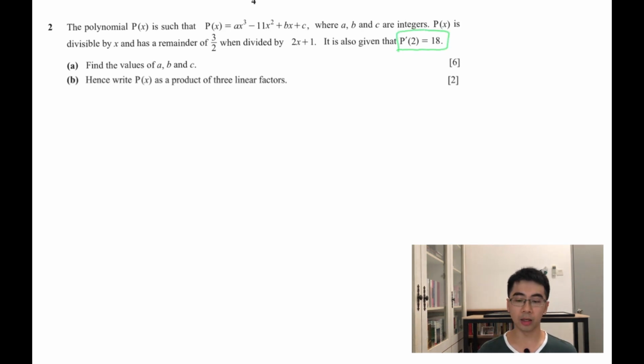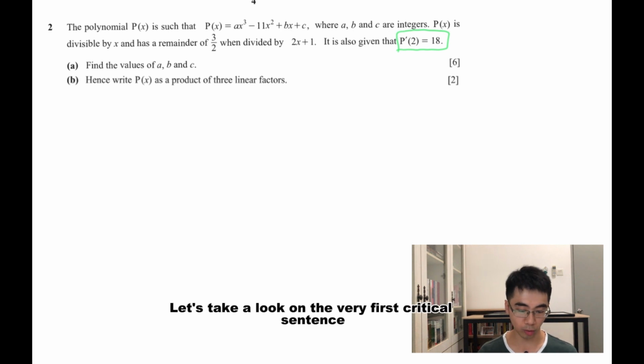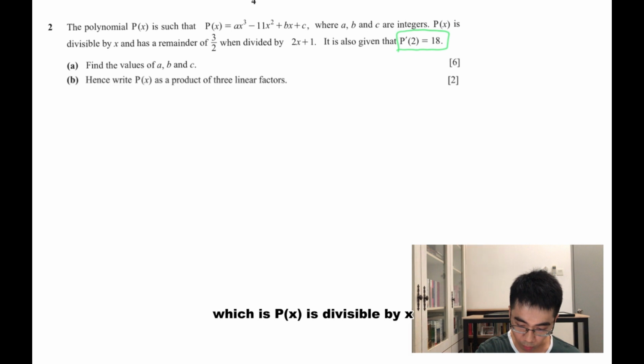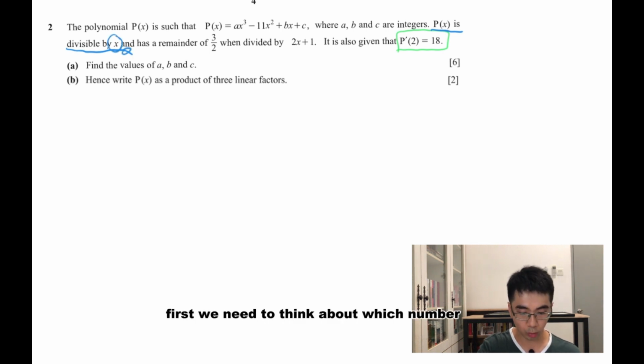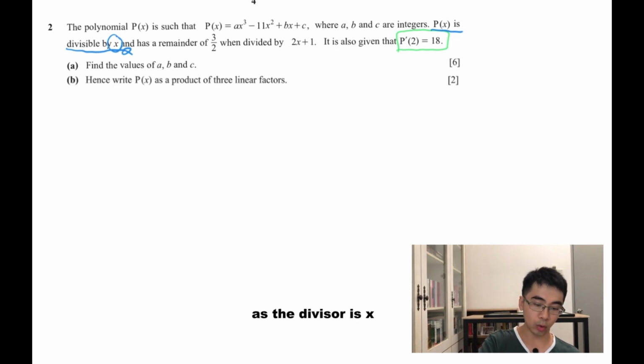But first things first, let's take a look at the very first critical sentence, which is P of x is divisible by x. So here the divisor is just x. First we need to think about which value we need to substitute for the x. Here the divisor is x, so x should be 0. So just x is 0.